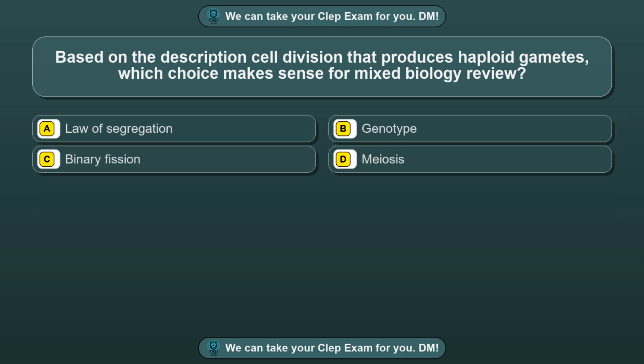Question 50. Based on the description cell division that produces haploid gametes, which choice makes sense for mixed biology review? Option A, law of segregation. Option B, genotype. Option C, binary fission. Option D, meiosis. The correct answer is option D, meiosis.